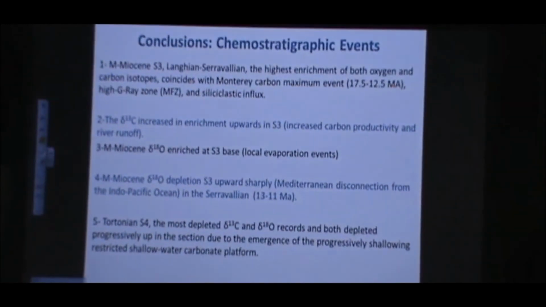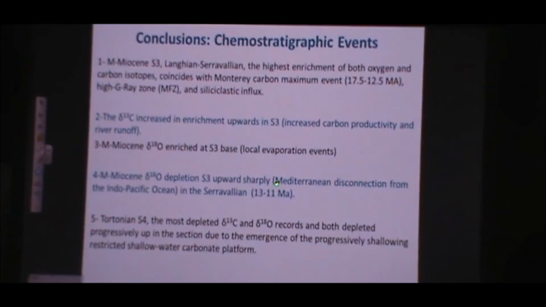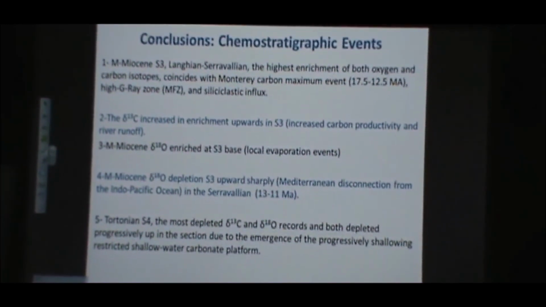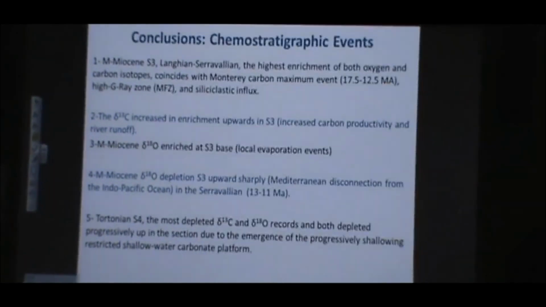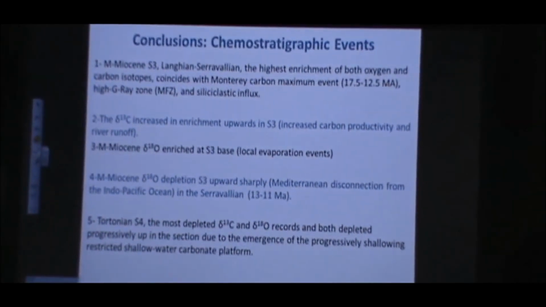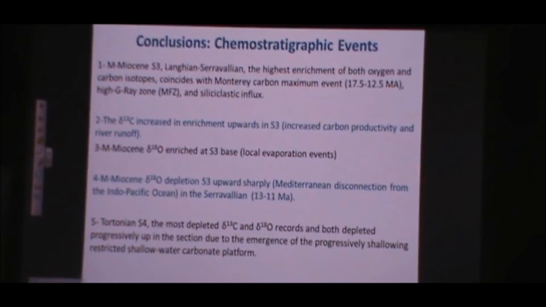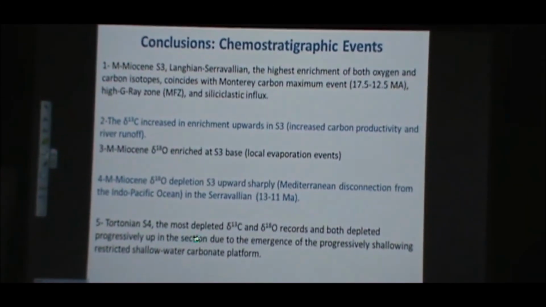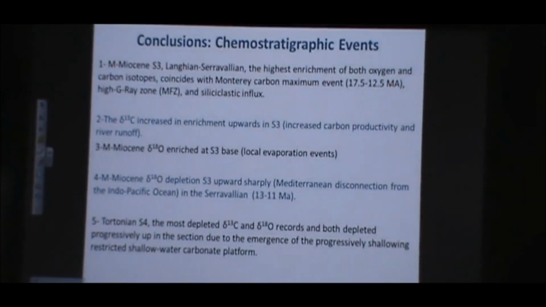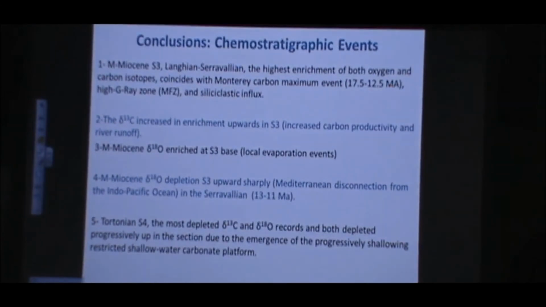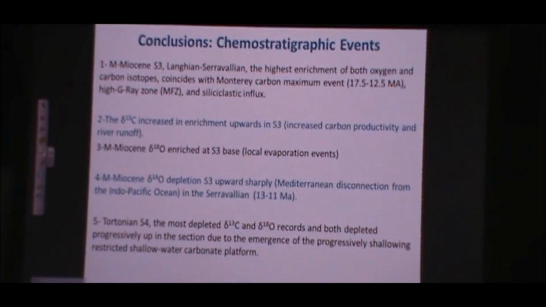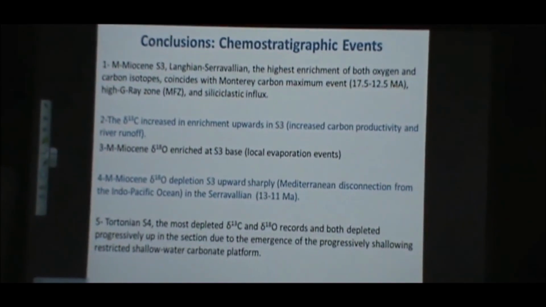Again, the depletion in the oxygen in the middle Miocene, which is the late Serravallian part, was due to a tectonic event, which is the Mediterranean disconnection from the Pacific. And the Tortonian depletion in the carbon and oxygen is due to the emergence of the platforms in the Mediterranean area.